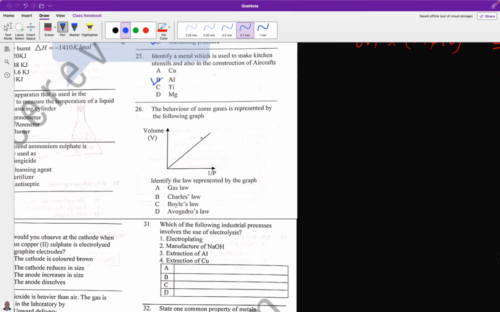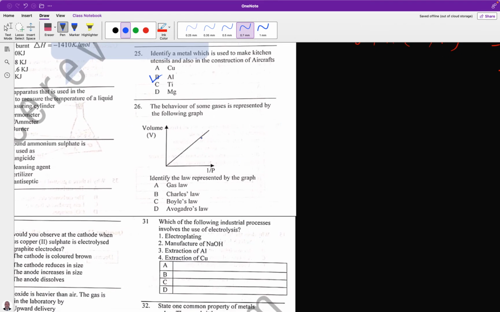Question number 26 has to do with gas laws. The behavior of some gases is represented by the following graph, with volume against 1 over P. Identify the law represented by the graph. Is it Charles' law? Is it Boyle's law? Is it Avogadro's law? Now, it is Boyle's law. Boyle, that is Robert Boyle, a scientist.